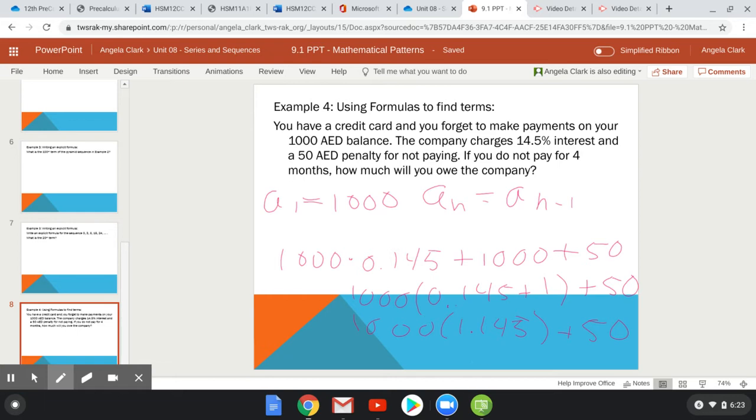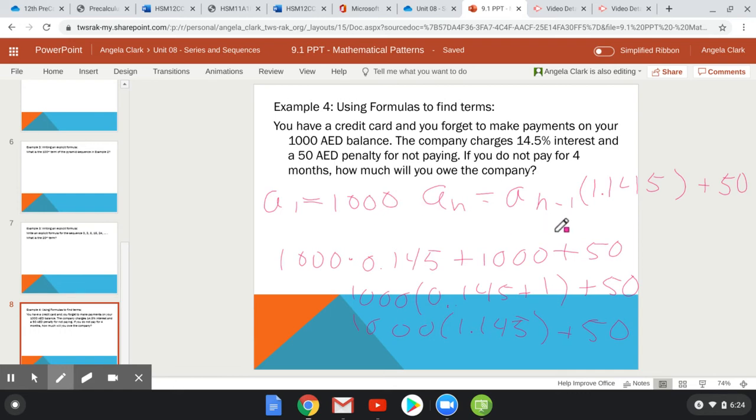All right, so this was my original amount. So I'm going to say, okay, this was my previous term. So this is the previous term times 1 plus the interest rate plus 50. So previous term times 1.145 plus 50. All right.